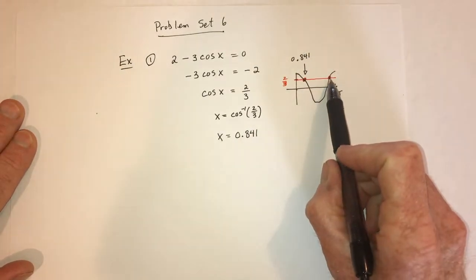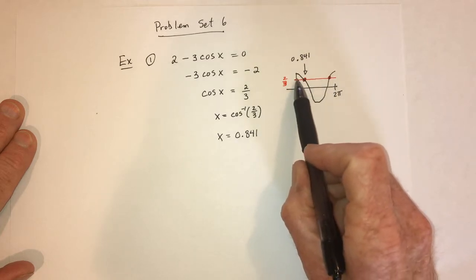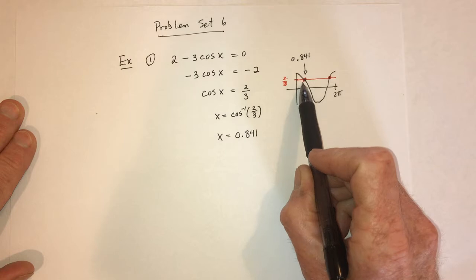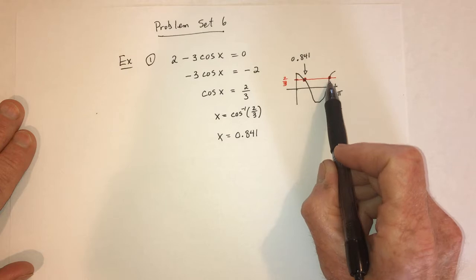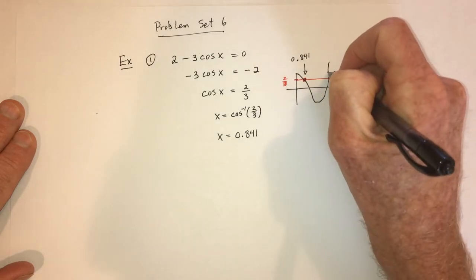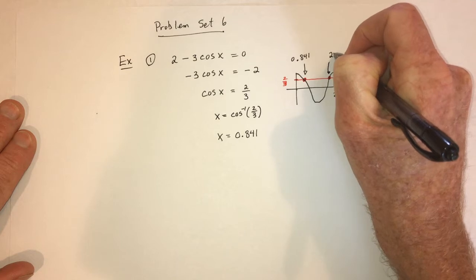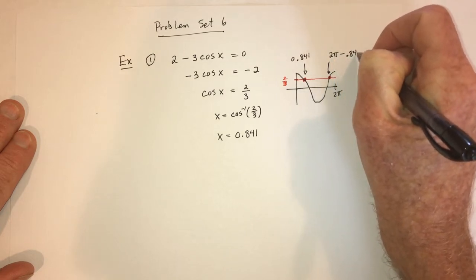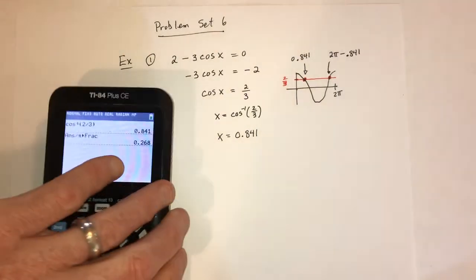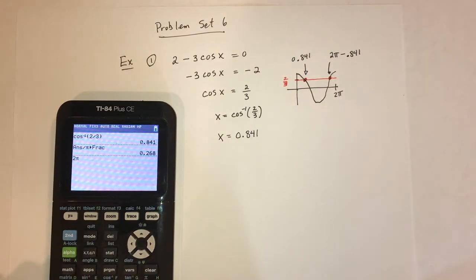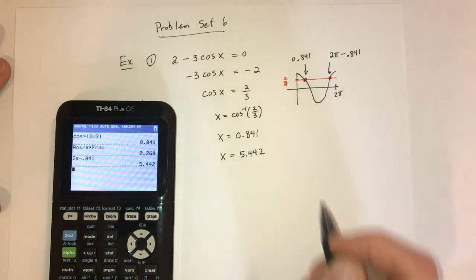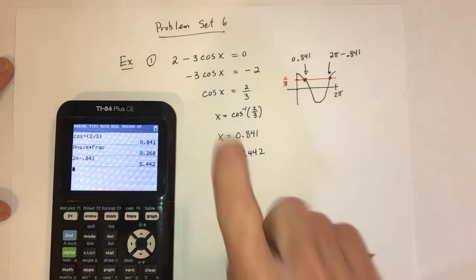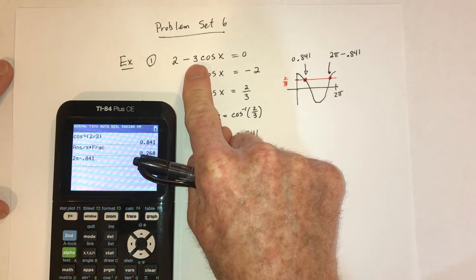Now, what about this answer? Well, the graph is symmetric. So if this little red line is a gap of 0.841, then this one is the same size, 0.841. And this answer is to the left of 2 pi. So that means it's going to be 2 pi minus 0.841. So 2 pi minus the 0.841. So the second solution is 5.442.